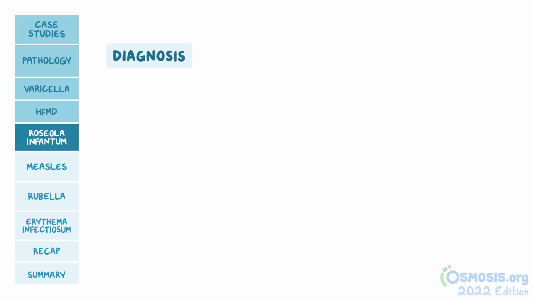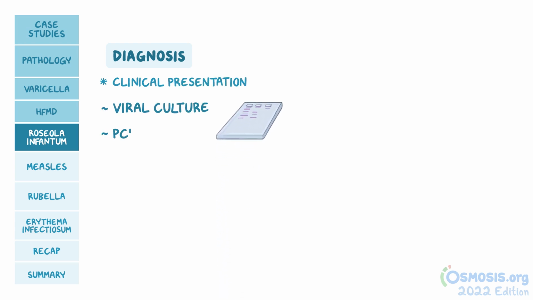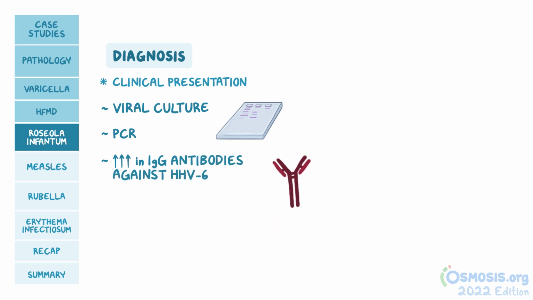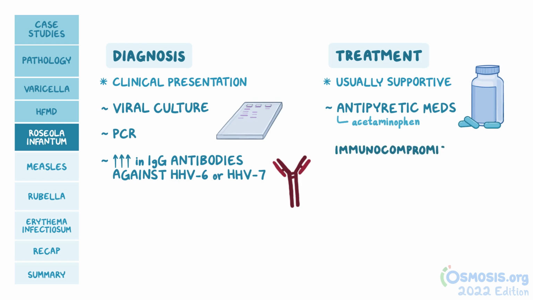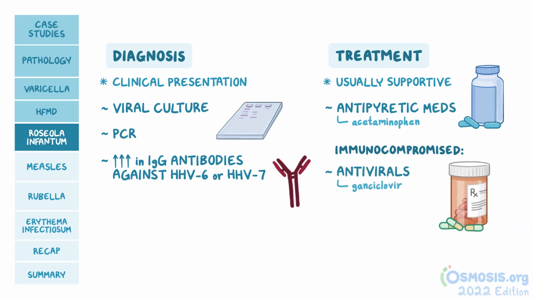Diagnosis of Roseola infantum is usually based upon clinical presentation and can be confirmed with viral culture or PCR, or by demonstrating a rise in IgG antibodies against HHV6 or HHV7. Treatment is usually supportive, and fever can be controlled with antipyretic medications such as acetaminophen. Finally, immunocompromised individuals can be treated with antivirals, like ganciclovir.